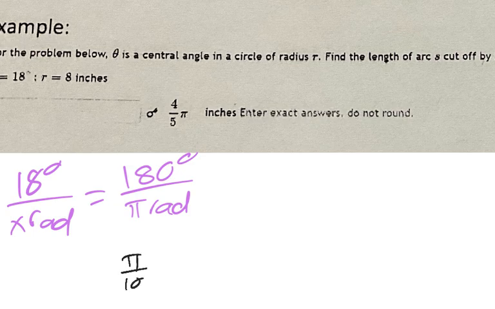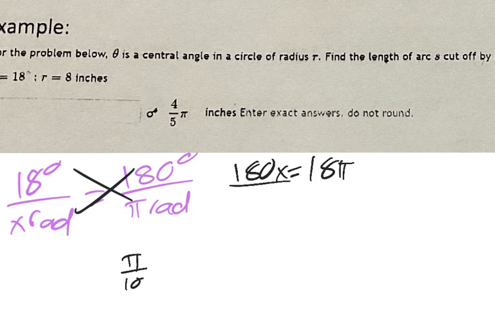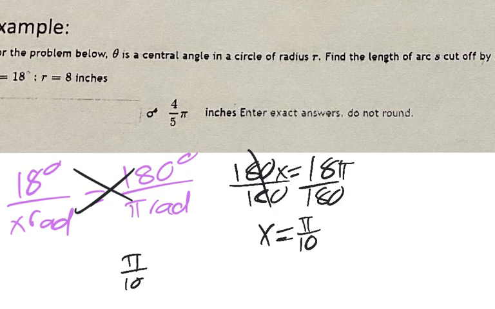Anyways, if you didn't know that, cross multiply, right? This would be 180x equals 18 pi. Then divide by 180. So what's 18 over 180? It's 1/10. Wait, then why didn't we just? Never mind. So this is my theta. My theta is pi over 10.